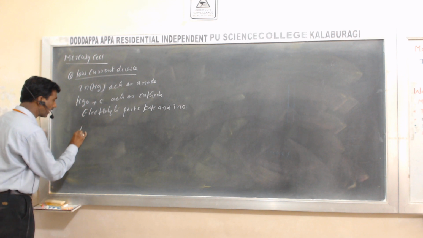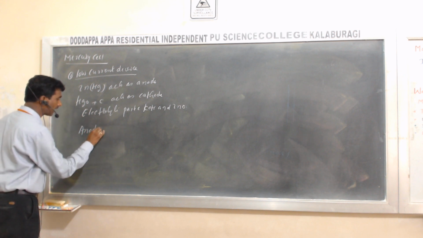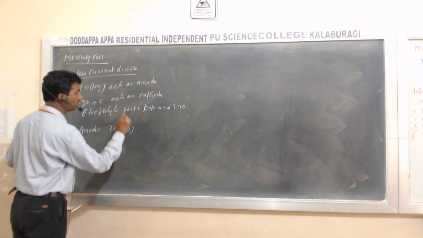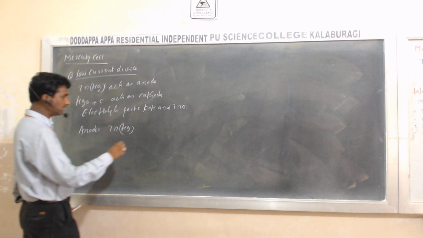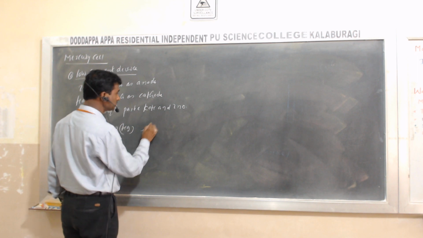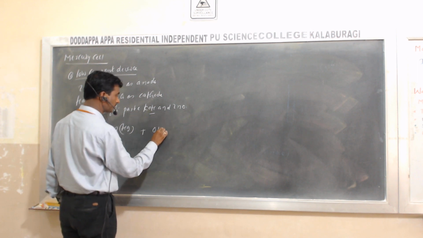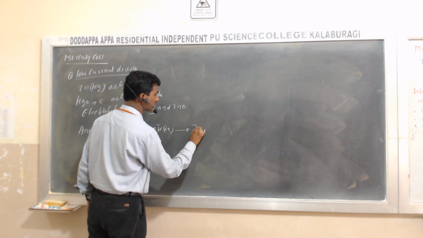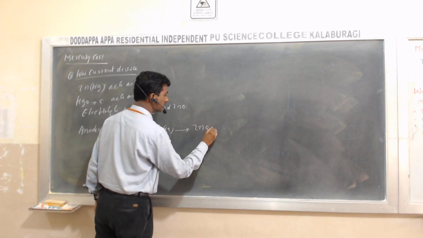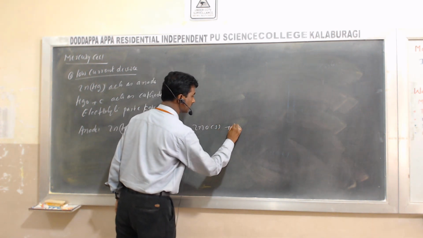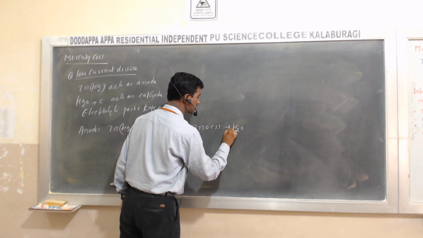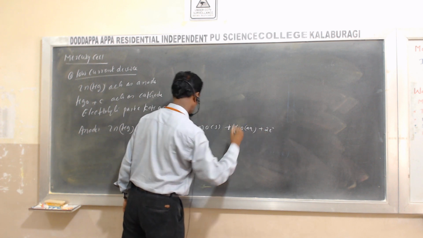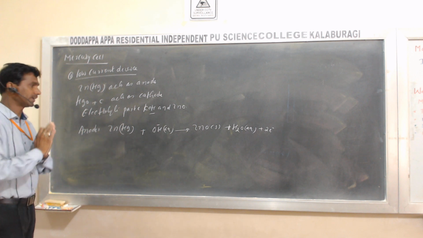Next is the anodic and cathodic reaction. First you have to write the anode, which is zinc amalgam. The zinc amalgam in the presence of the electrolyte OH minus, aqueous, gives zinc oxide plus water, and it releases 2 electrons. So this is the anodic reaction.